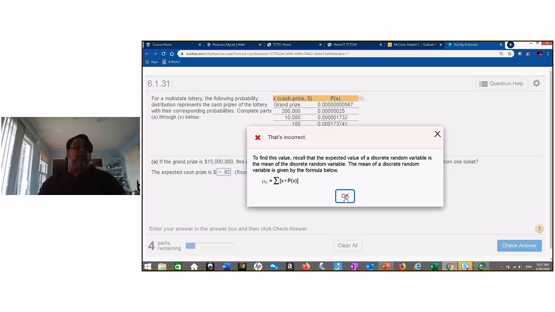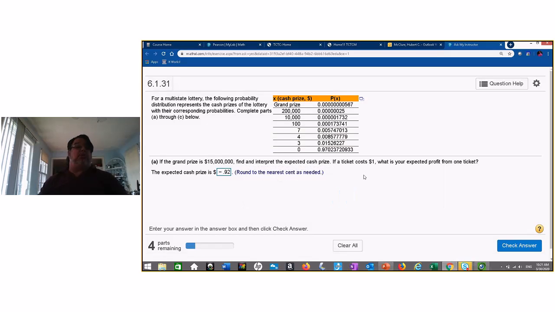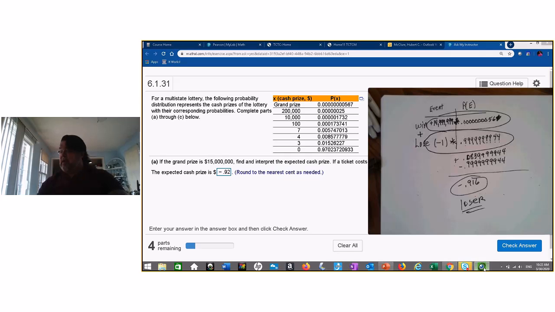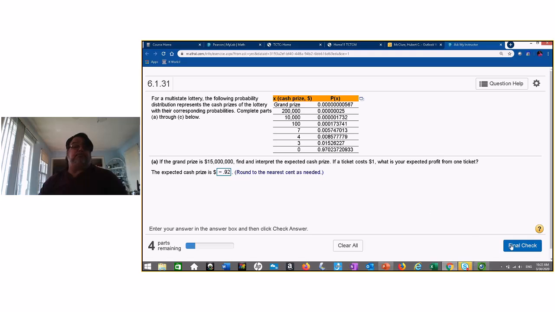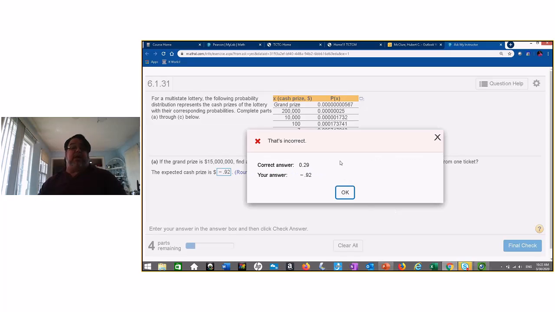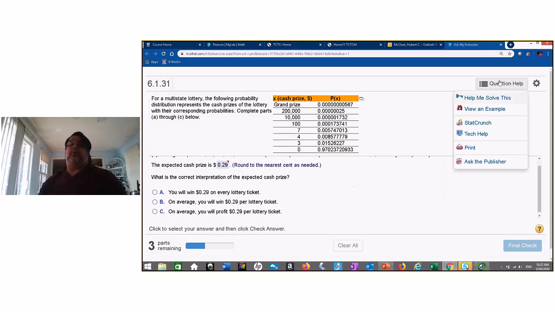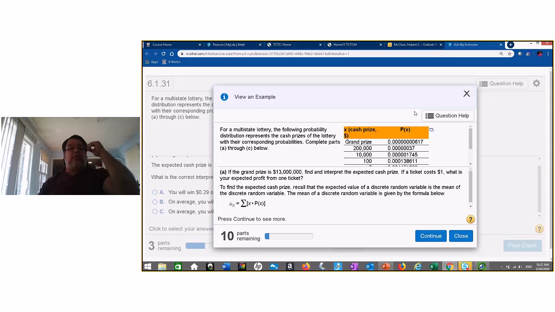Oh, they want the mean. Oh, I'm sorry. I didn't know they wanted the mean. Well, I did that. I think there may be a rounding issue because of my rounding right here. I took that one off. So I think there may be a rounding issue. Let's see if they get the same answer. Close to the same answer. They got 0.29. I must have done something wrong. Let's see what they did to help me solve this. I thought I did that.